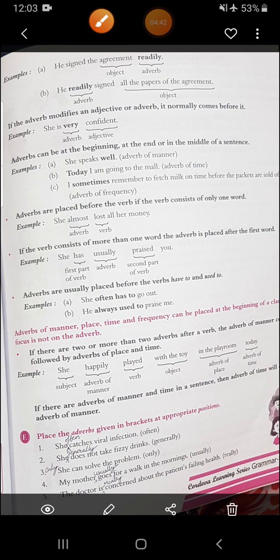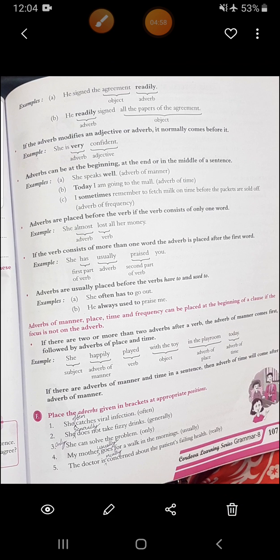Then adverbs are usually placed before the verbs have to and used to. Have to and used to, if you find these verbs, then adverbs are placed before them. See the example, she often has to go out. Then, he always used to praise me. Understood this thing?